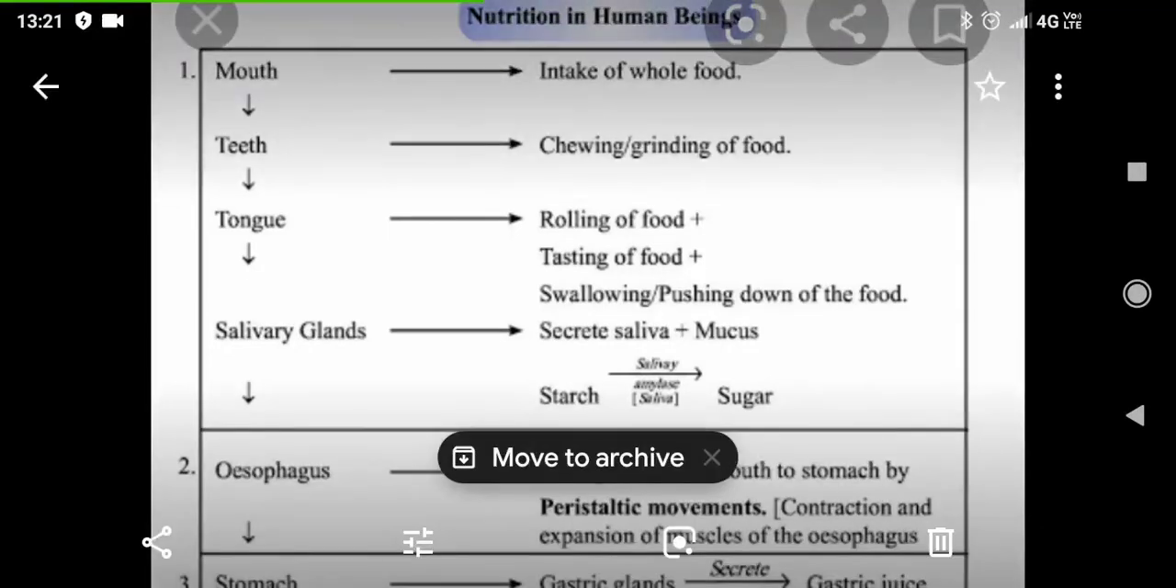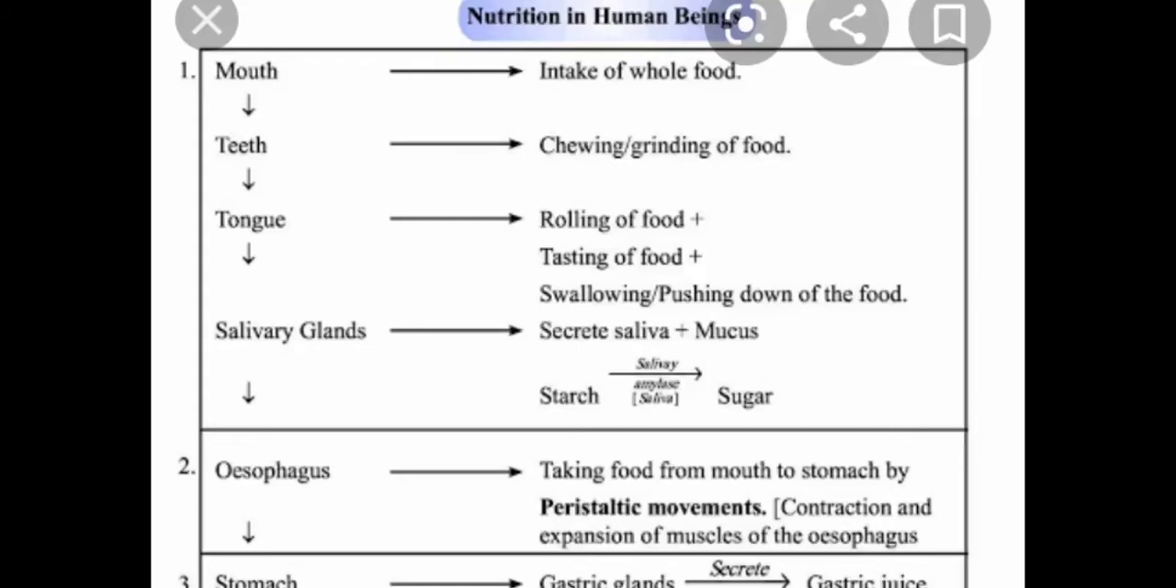After the food is ingested, it is given to the teeth, which will grind or chew the food and break it into simpler substances. This is done with the help of the tongue also. The tongue will support the teeth in chewing and grinding by pushing the food from one side of the teeth to another. It will roll it, check the taste of the food, and push the food down, or swallow it, into the esophagus.